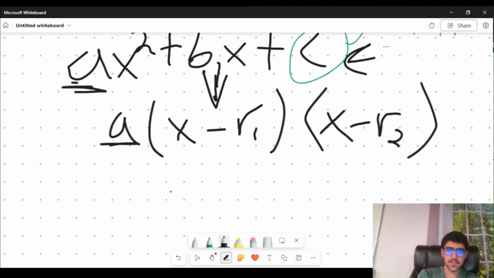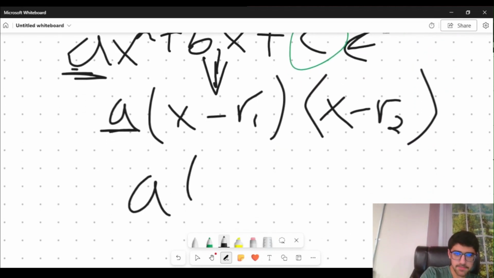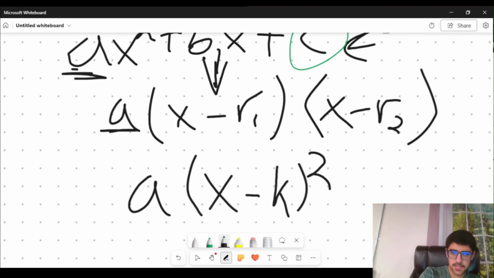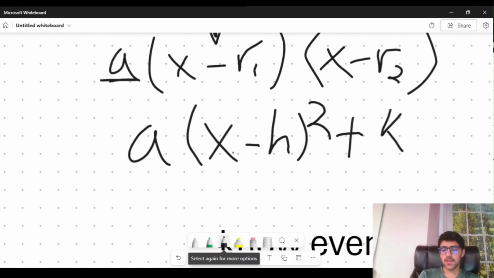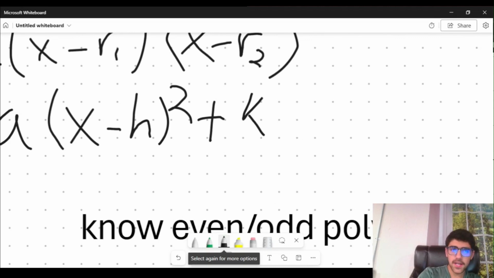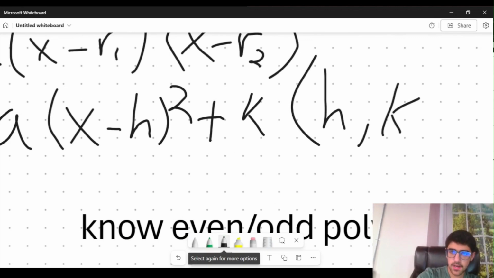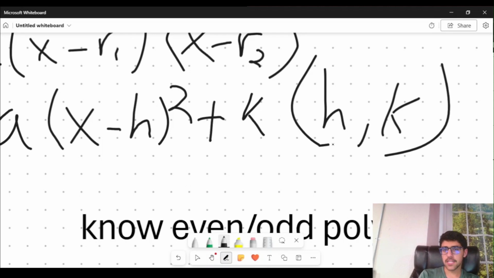And then the final form is called vertex form. It is a times (x minus h) squared plus k. Sorry, I made a typo earlier. This one is useful because of the coordinate h comma k. Make sure to note that it's minus h, so if h is negative, you make it positive, and if h is positive, you make it negative. Then the point is h comma k. That is the vertex, and the vertex is always the minimum or maximum.